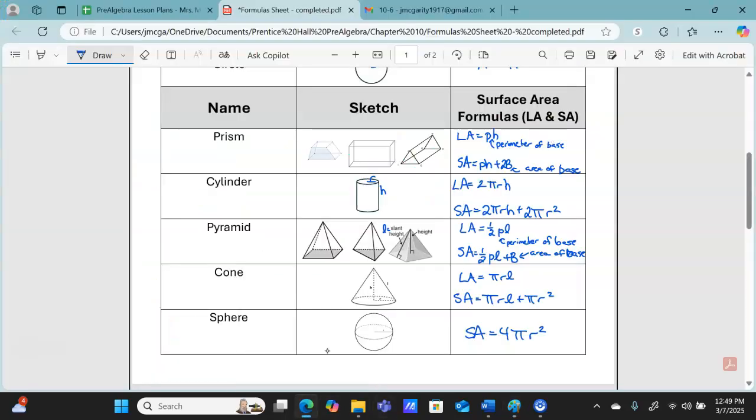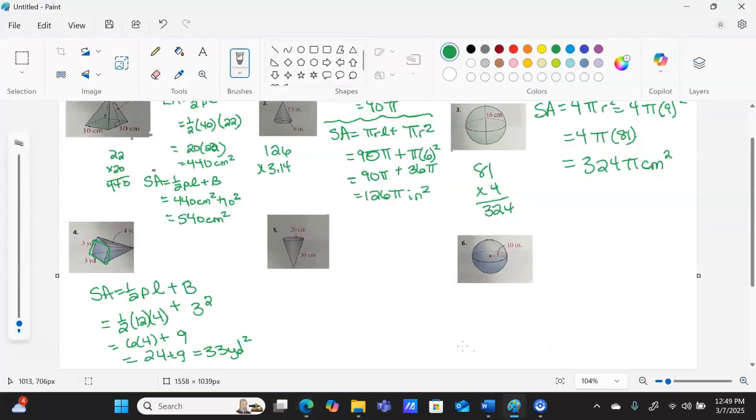And so it's pi RL plus pi R squared. And so R in this case is 10 because they give you the diameter. So pi times 10 times 30 plus pi times 10 squared. 10 times 30 is 300. 10 squared is 100. So I'm going to get 400 pi.